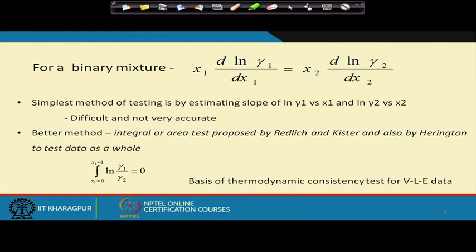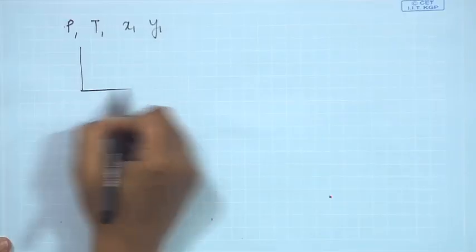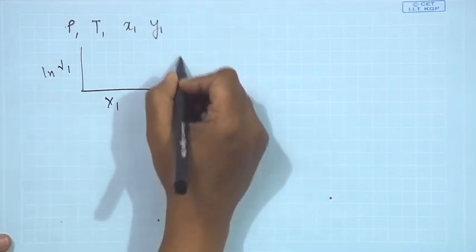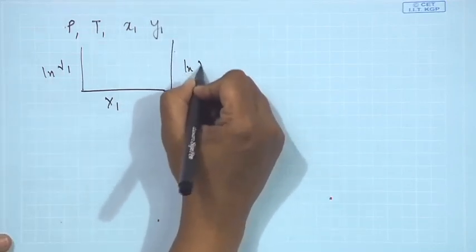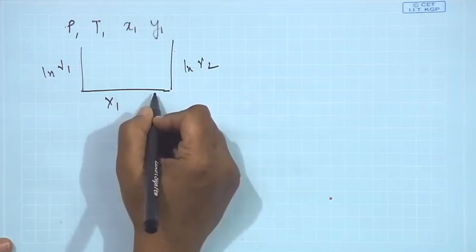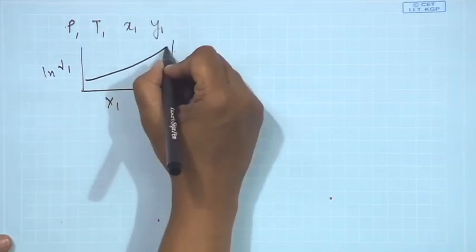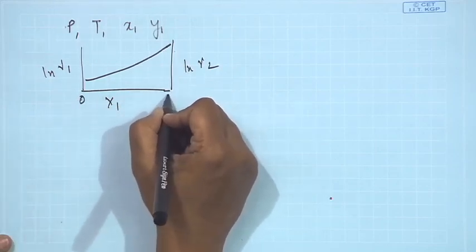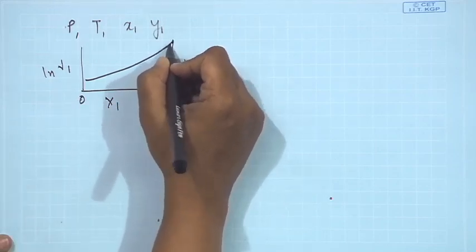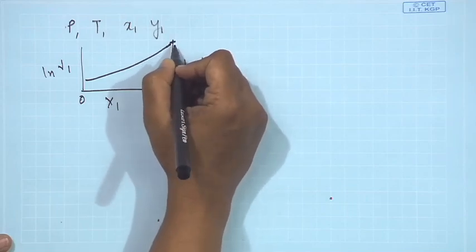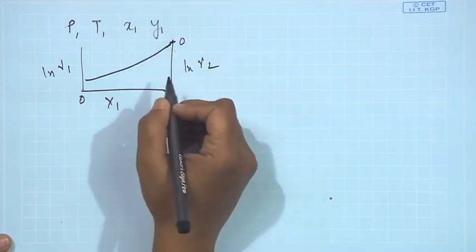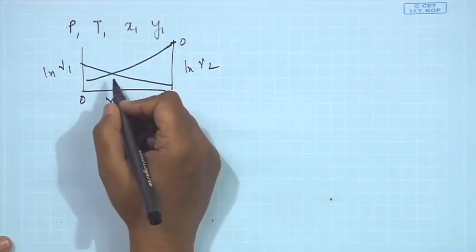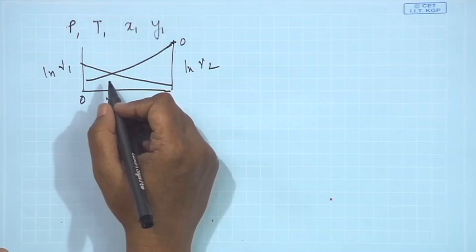It suggests that if you have a plot of say ln gamma 1 versus x1, and a plot of say ln gamma 2 versus x1, then suppose we have this particular plot. This is 0, this is 1, and at x1 equals 1, your ln gamma 1 becomes equal to 0, say, and this is say ln gamma 2. So, there is one particular method which is evident from here.